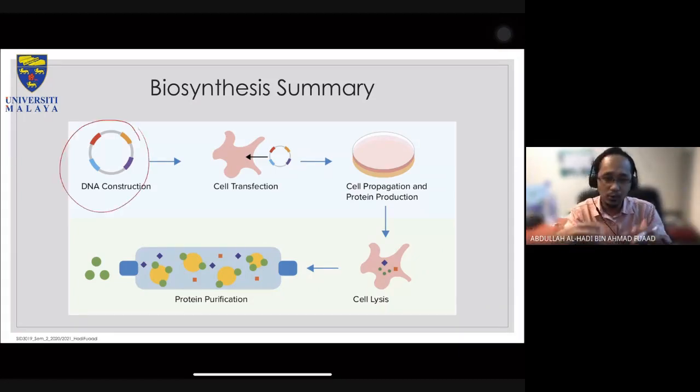So this is a summary of the biosynthesis approach. First off, you need to have your DNA of interest, regardless of what approach you want. You need to have your DNA of interest that has the sequence of the protein or peptides of interest. And then you put it into the cells, either now or later. And then finally, the organism or the host will produce the protein of interest. You purify it, then you'll get the protein. Okay, so that is the basic concept.